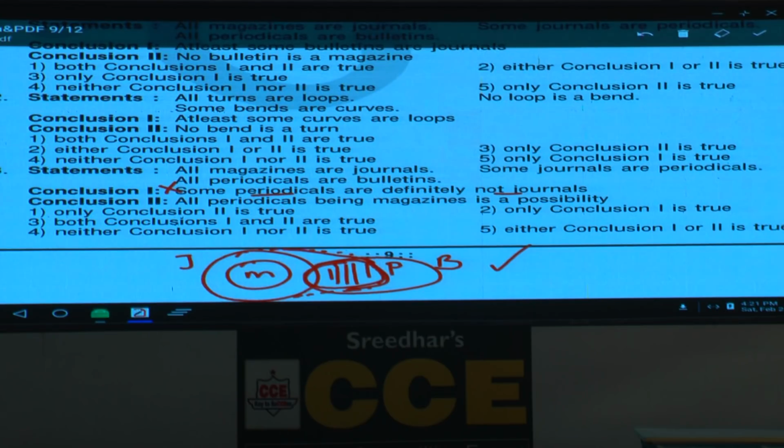Done? Then coming to the second conclusion, all periodicals are magazines is a possibility. Is all periodicals are magazines possible or not? Now tell me whether we can draw periodicals like this or not. Yes. Hence the second one is possible. Then what is your answer? Only conclusion 1 is true, choice 1. Question number 73, choice 1 is the answer.